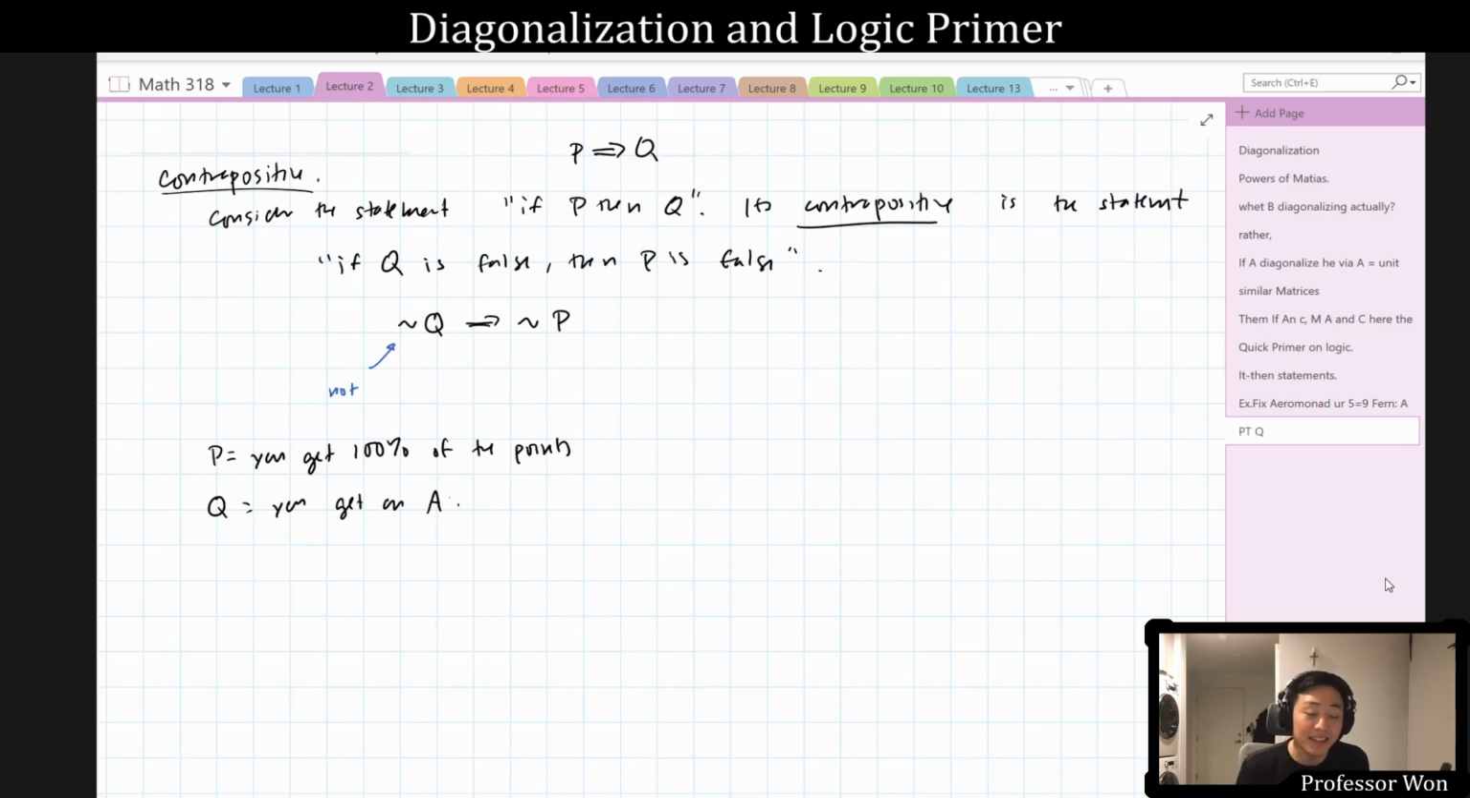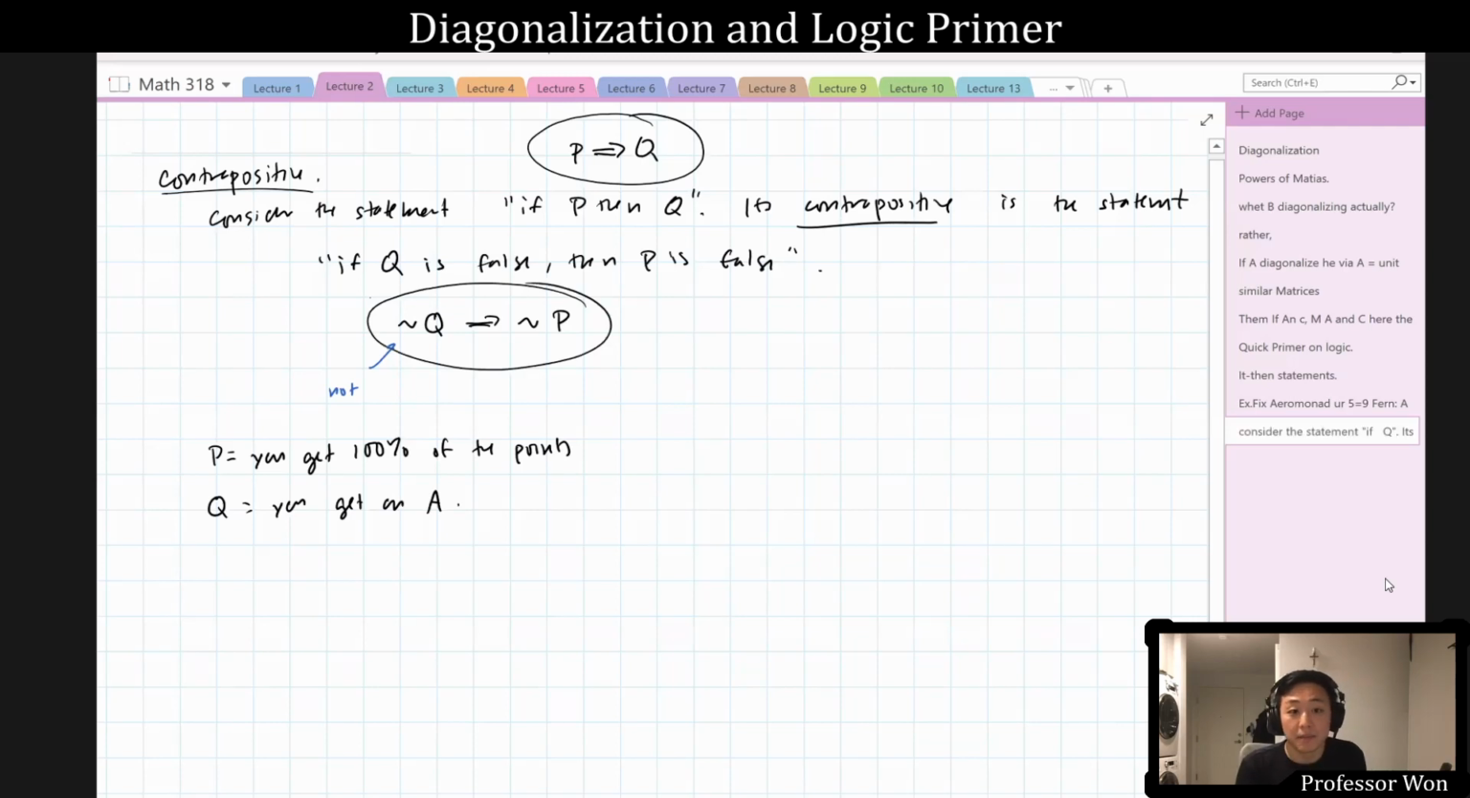Notice that it's not the same thing as saying, if you get an A, then you got 100% of the points. Because maybe people who got 95% of the points also got an A. Okay, but it turns out that these two statements are actually saying the same thing. So if you're asked to show if P then Q, sometimes you can show the contrapositive instead. You can show if Q is false, then P is false, and that might be easier in some cases. Okay, so there is a nice example in the notes of the contrapositive.